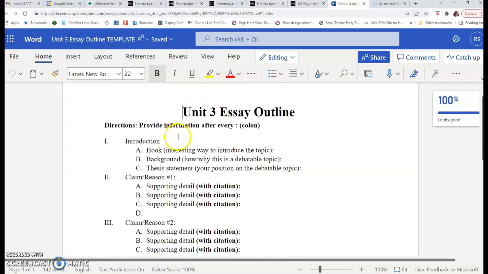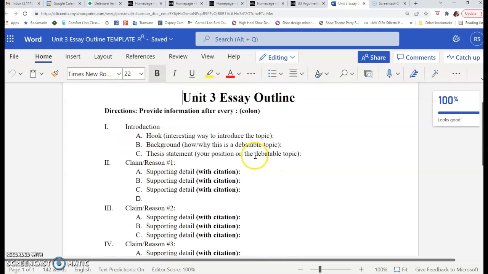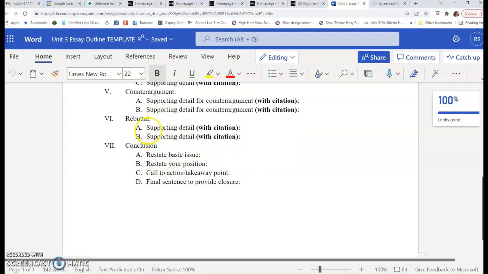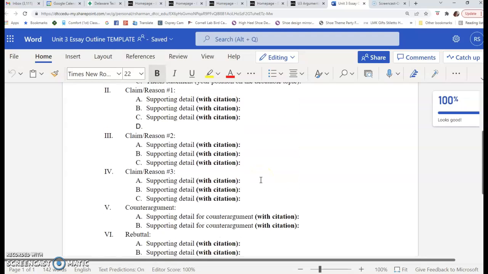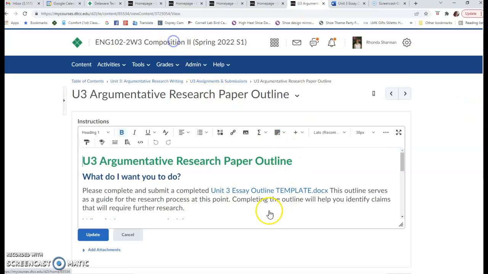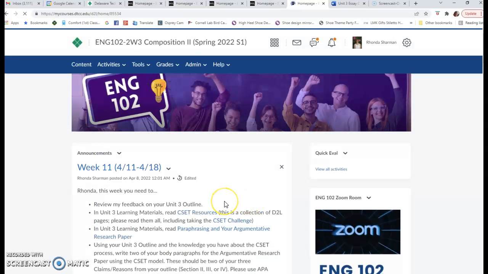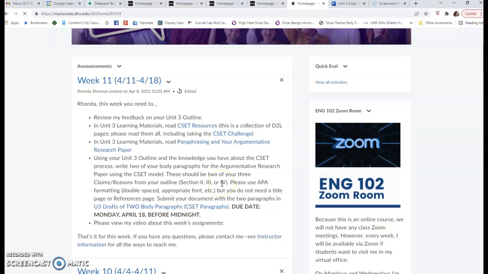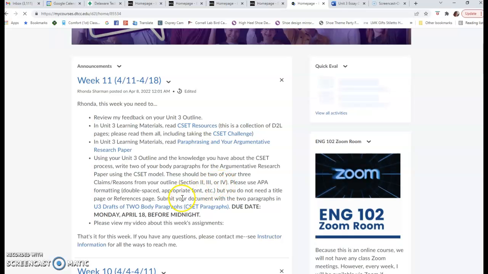Now keep in mind, this is not the introduction. It is not the counterargument. It is not the rebuttal. And it is not the conclusion. It must be 2 of the claim reason paragraphs. Again, whichever 2 you prefer. All right, so using the model of CSET, you will write those paragraphs.